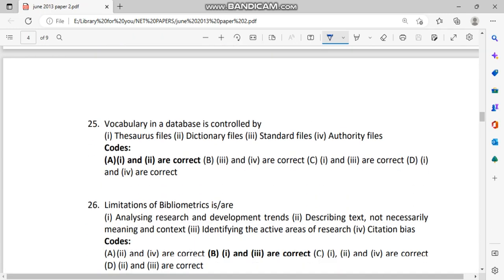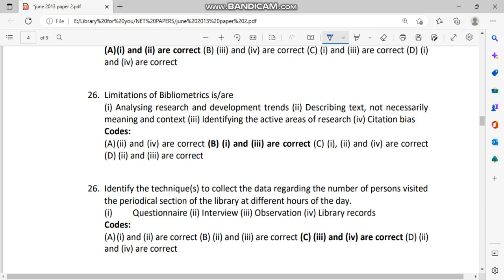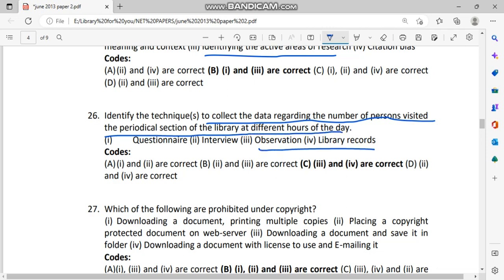Vocabulary in a database is controlled by the thesaurus files and dictionary files. Limitations of bibliometrics are analyzing research or development trends and identifying the active areas of research. Identify the techniques to collect the data regarding the number of persons visited the periodical section of the library at different hours of the day. That is observation and library records.